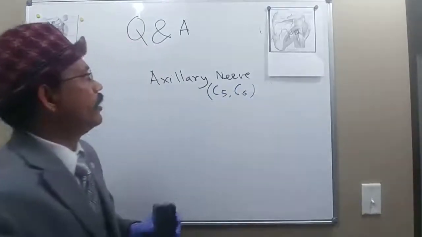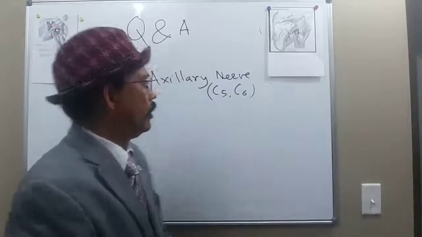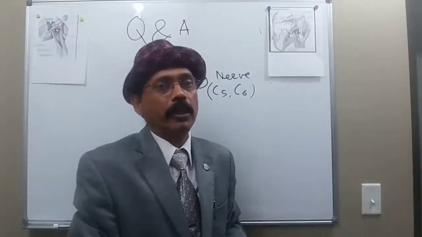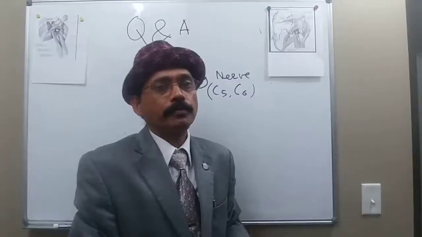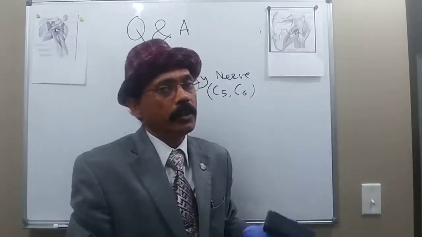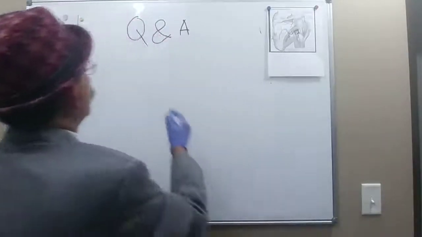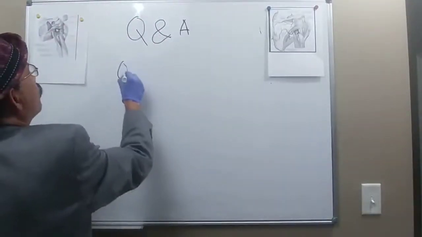What muscles are innervated by axillary nerve? We have the two muscles. One is the deltoid muscle, another one is the teres minor muscle. Okay, we have one terminology called quadrangular space syndrome.